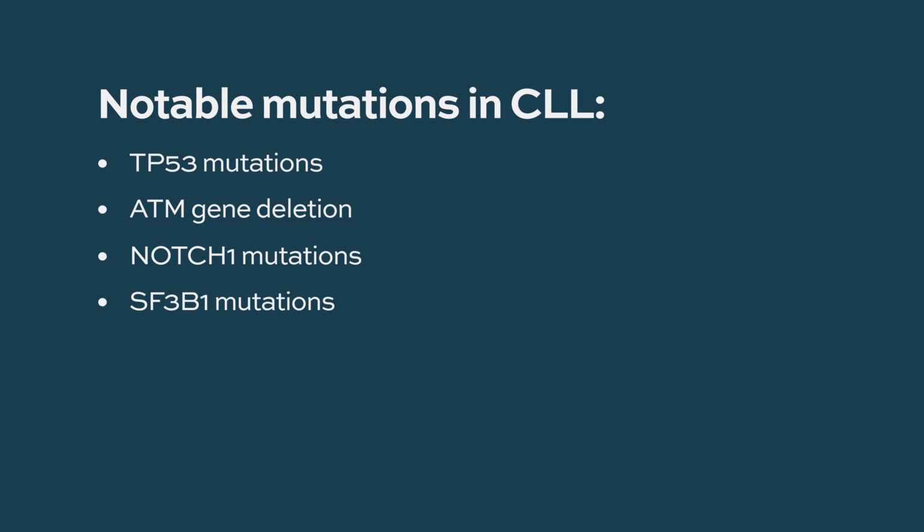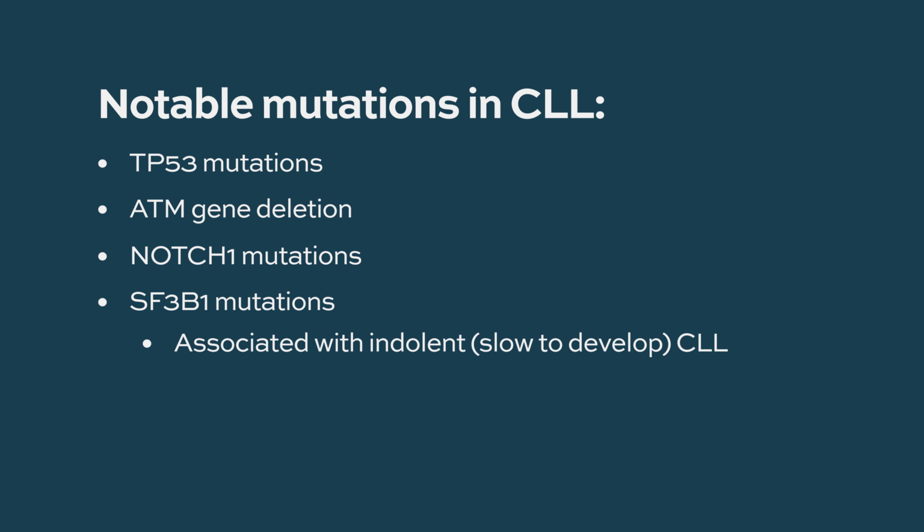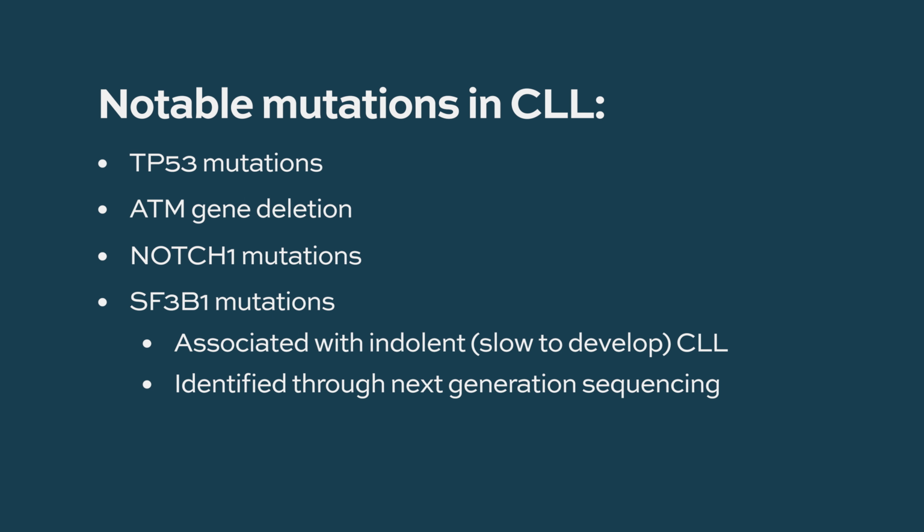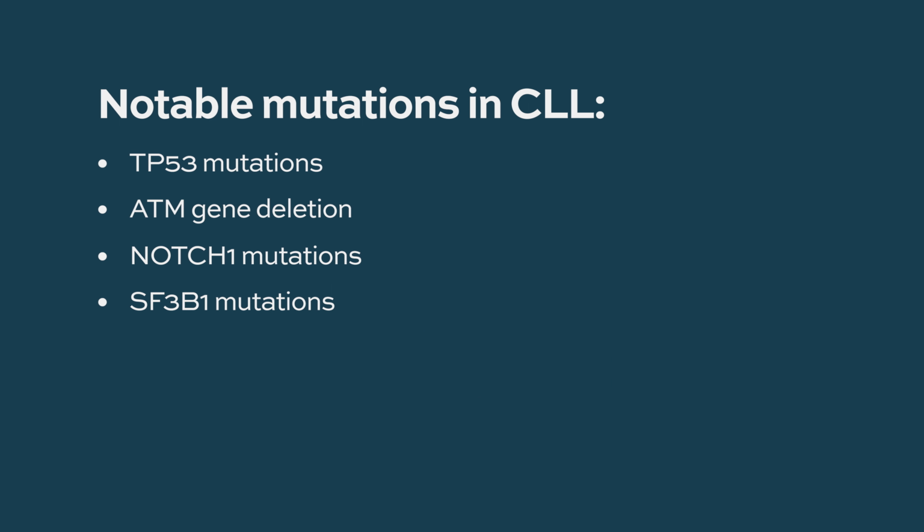SF3B1 is another gene mutation that can be sometimes associated with indolent disease. This is another gene mutation that can be identified through our next generation sequencing techniques. These are just some of the gene mutations that are noted in CLL and can be diagnosed via FISH as well as next generation sequencing techniques. However, it's important to note that patients may not have any of these gene mutations, and there are other patients who have other gene mutations that are not noted in this list.